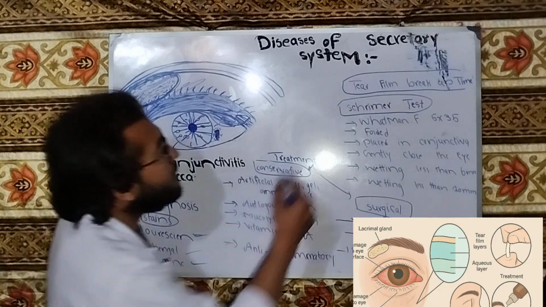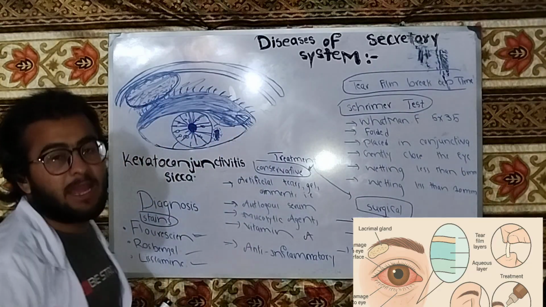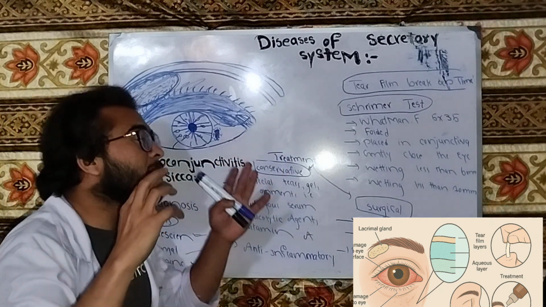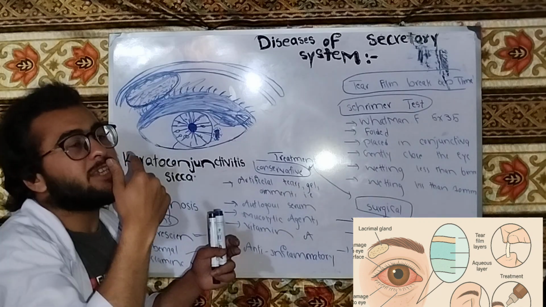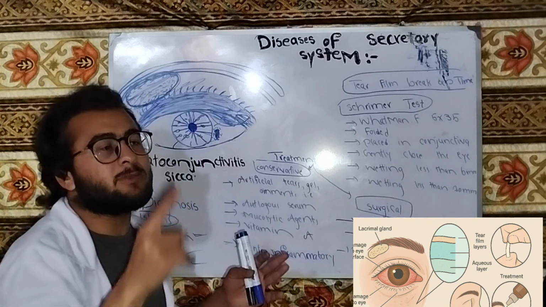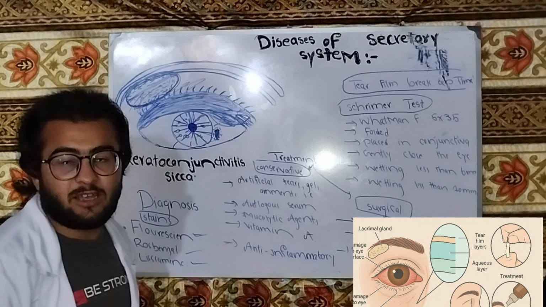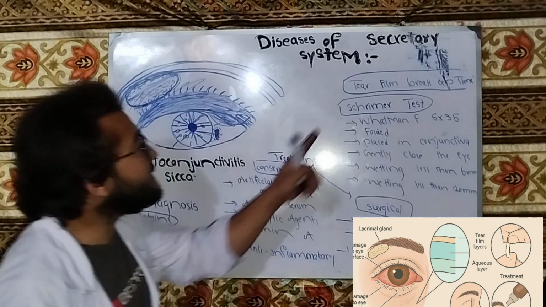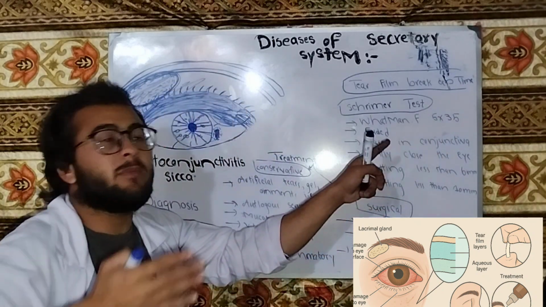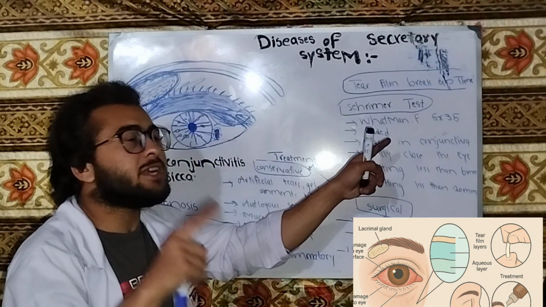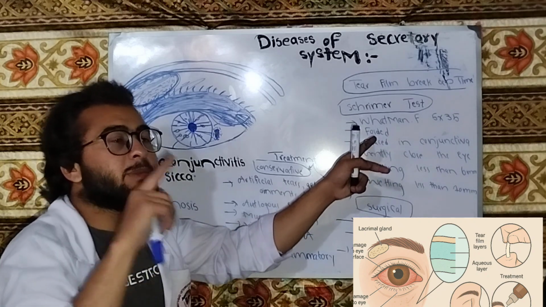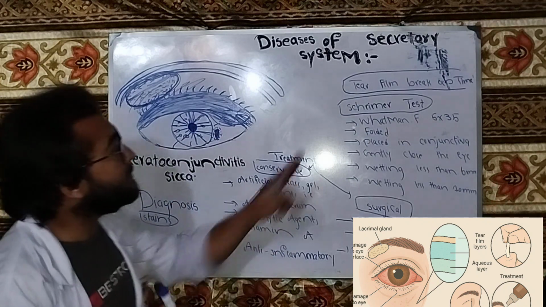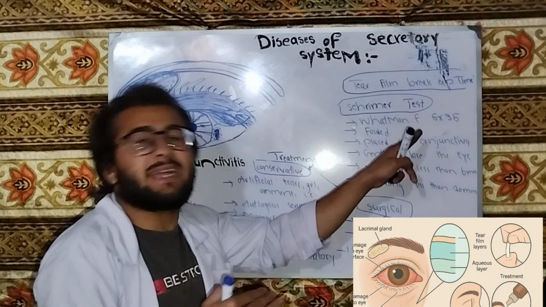Okay. The next test is the tear film breakup time. What does tear film breakup time mean? It means when someone blinks, after blinking, the existing tear film disappears after about 15 to 20 seconds normally. But when someone has Keratoconjunctivitis Sicca, this tear film breakup time will be reduced to below 10 seconds. So the normal tear film breakup time is 15 to 20 seconds after blinking, but in Keratoconjunctivitis Sicca, it will be reduced to less than 10 seconds.